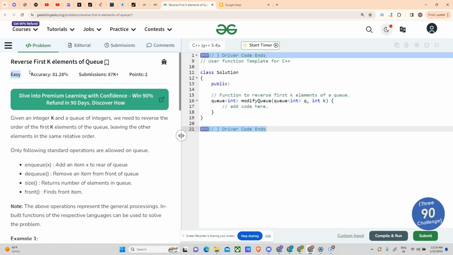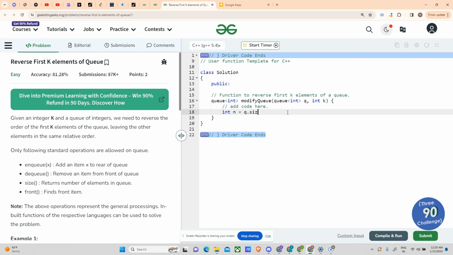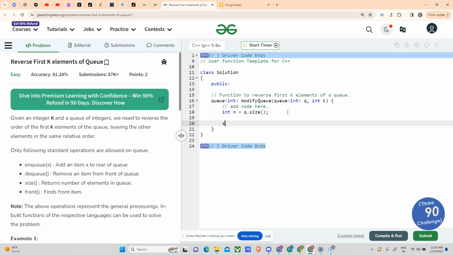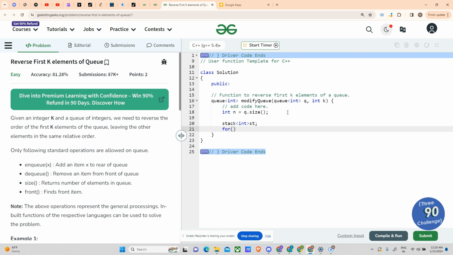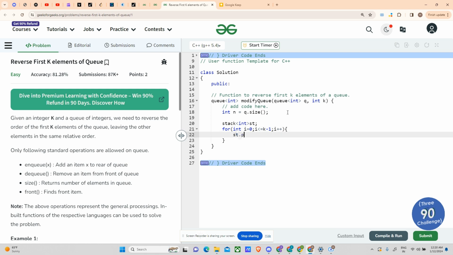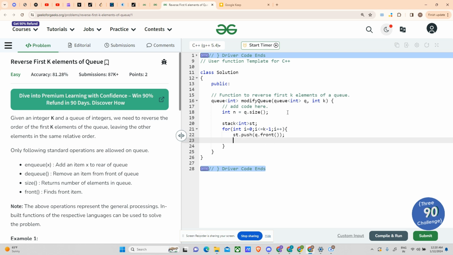So without wasting any time, let's code it down real fast because this question was not that complicated. So my n would be right now q.size. The first step was to initiate a stack named st, and then put k elements into it, for int i going from 0 up till k minus 1, i++. Then push the front element of the queue into the stack, and then pop that element out of the queue. All right, this was the first step.